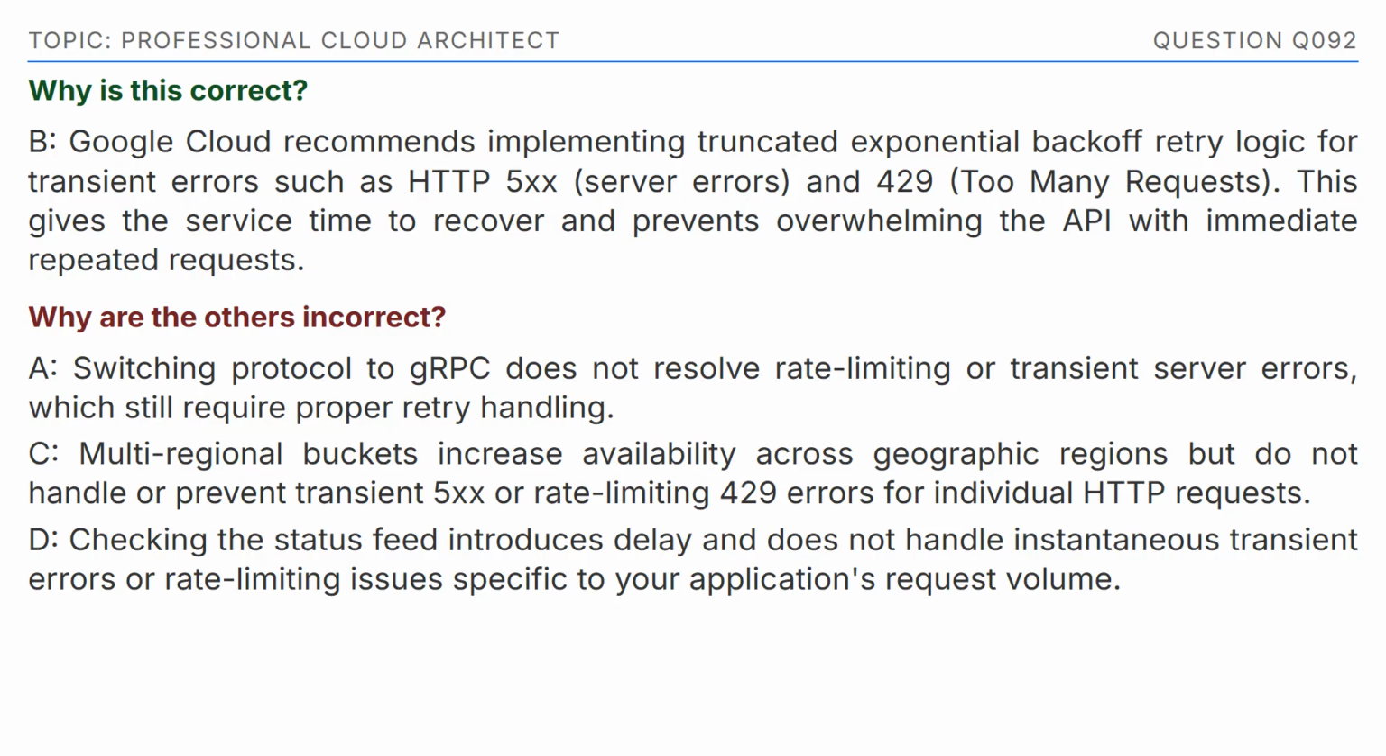Why are the others incorrect? A. Switching protocol to gRPC does not resolve rate limiting or transient server errors, which still require proper retry handling. C. Multi-regional buckets increase availability across geographic regions but do not handle or prevent transient 5XX or rate limiting 429 errors for individual HTTP requests. D. Checking the status feed introduces delay and does not handle instantaneous transient errors or rate limiting issues specific to your application's request volume.